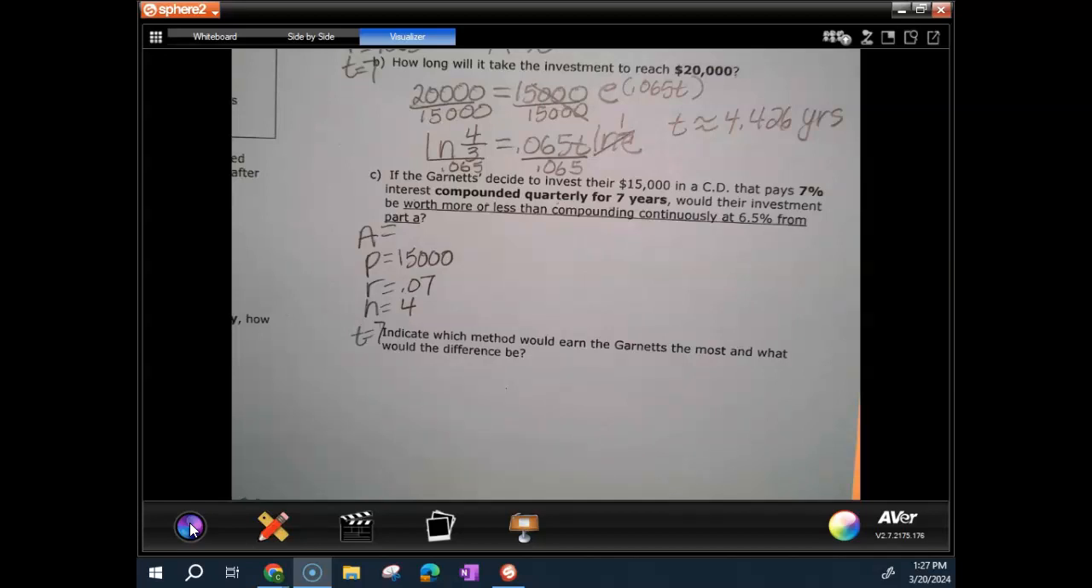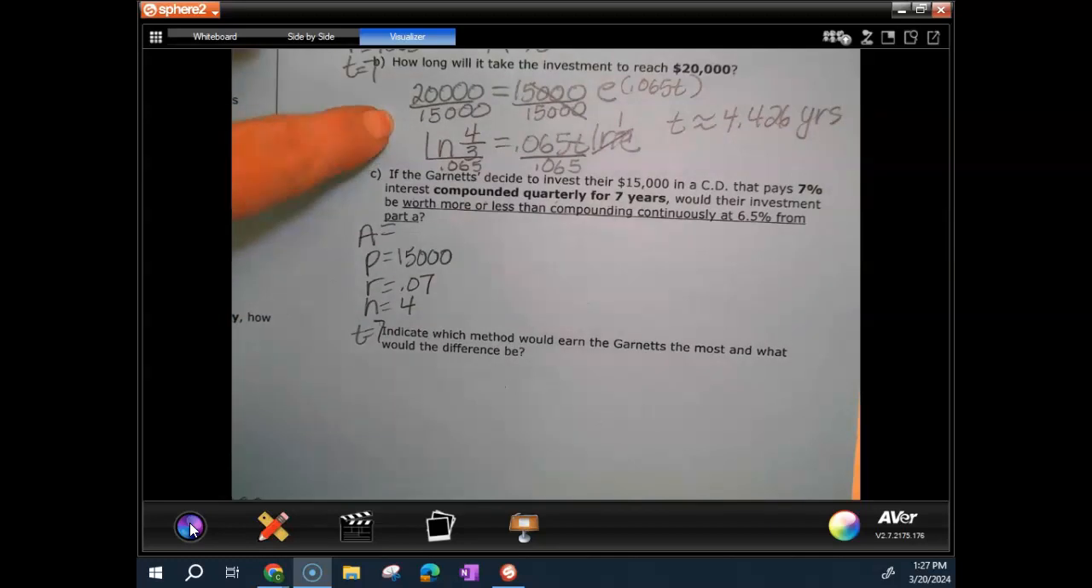I'm not talking you out, I'm just asking. So in my mind, I'm thinking, okay, continuously, I'm going to get more money, but which one has the higher interest rate? Quarterly. So I guess it would depend on how much that affects, right?